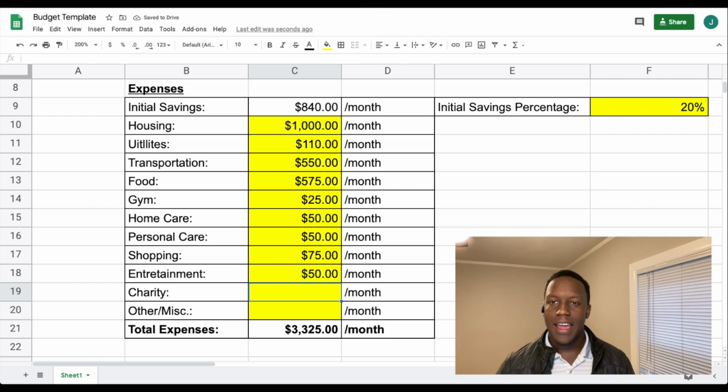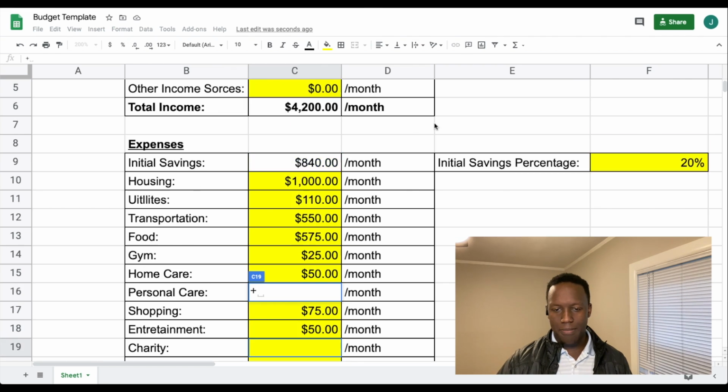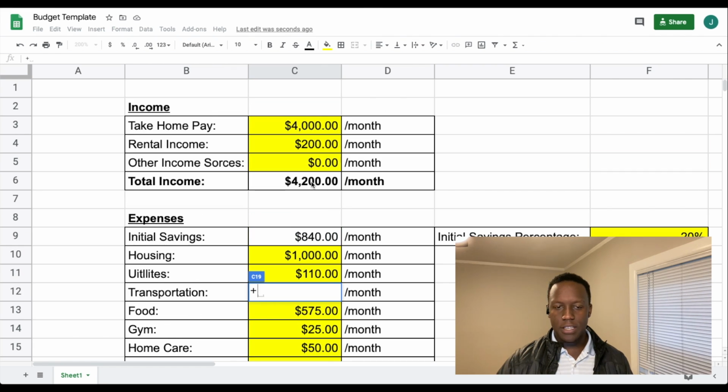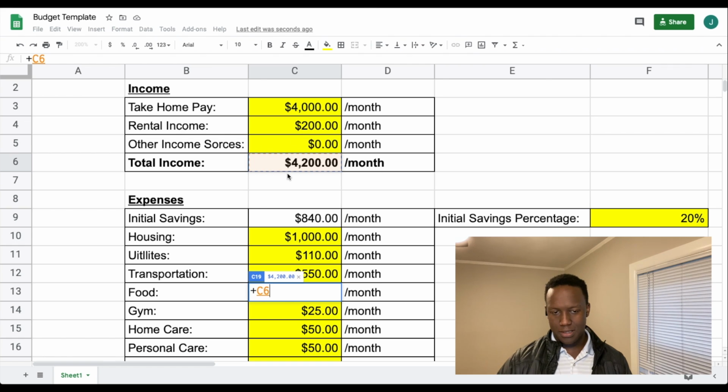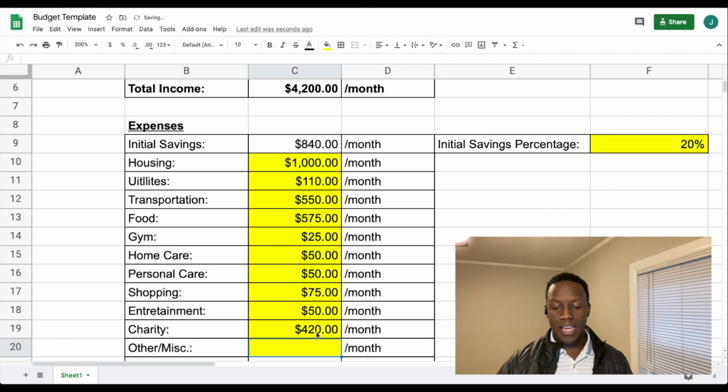Now, charity, on the other hand, I like to give 10% of my income to charity. So I will actually get my total income here, which is all of this added up together, and I'll multiply it by 10%. That gives me $420 a month, which kind of makes sense. You just take off one of the zeros. But anyways, for others and miscellaneous, this is also another part of the buffer for your entire budget. I usually just like to put maybe about $150.